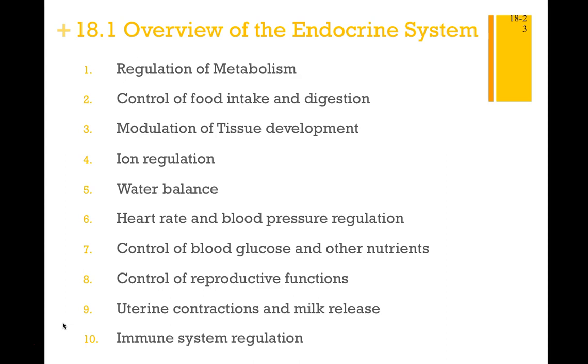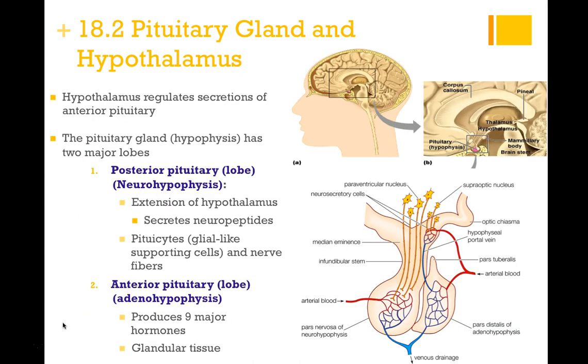So we have regulation of metabolism, control of food intake and digestion, modulation of tissue development, ion regulation, water balance, heart rate and blood pressure regulation, control of blood glucose and other nutrients, control of reproductive functions, uterine contractions and milk release, and lastly, immune system regulation. So we'll start off discussing the pituitary gland and hypothalamus.